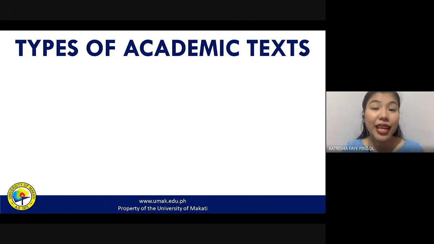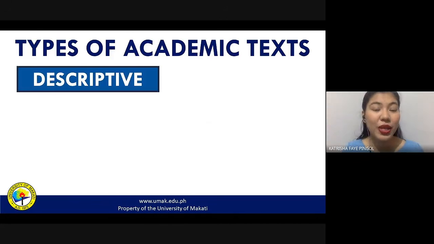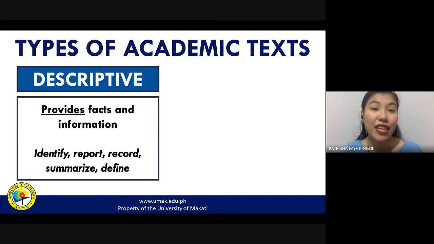There are also different types of academic text. The first one is the descriptive academic text. When we say descriptive, basically it just provides description. So how do we do it in terms of writing an academic text? When we say descriptive academic text, these are the type of academic texts that provide facts and information.